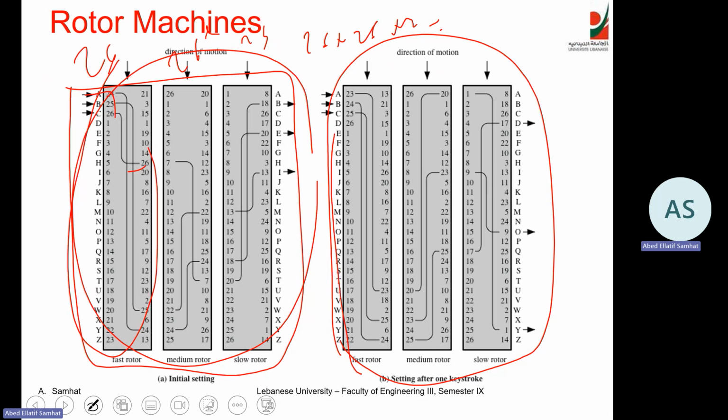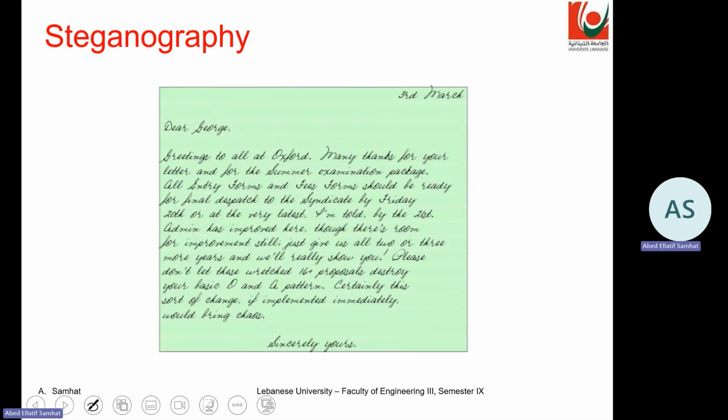So it's really an important tool at that time, and it led to the creation of the DES, which we will see in the next chapter. So the rotor machine is also an interesting machine. And finally, we want to talk about steganography.